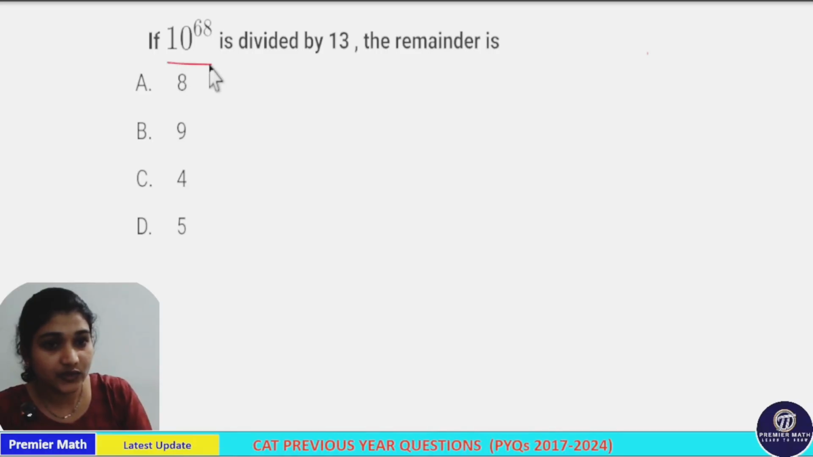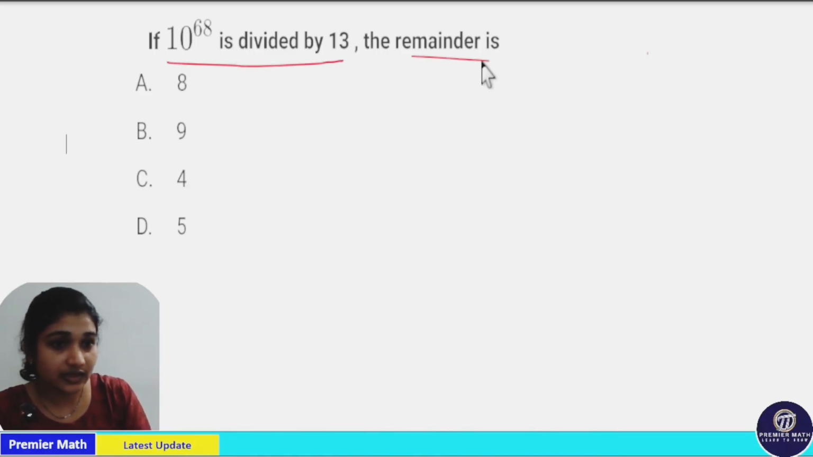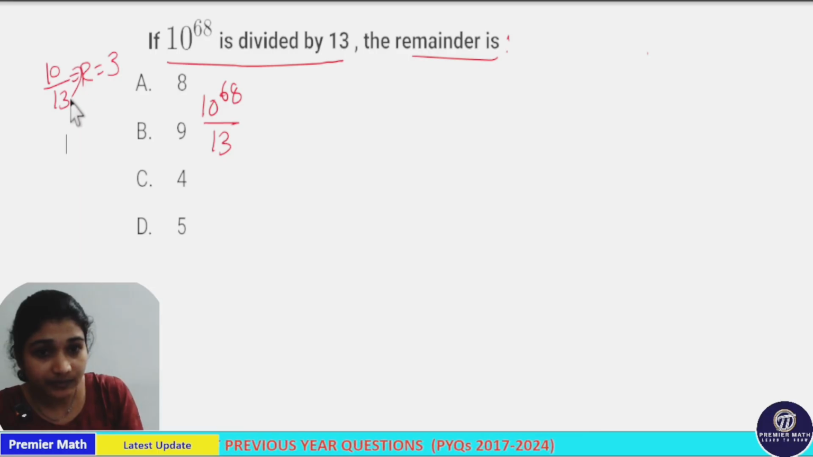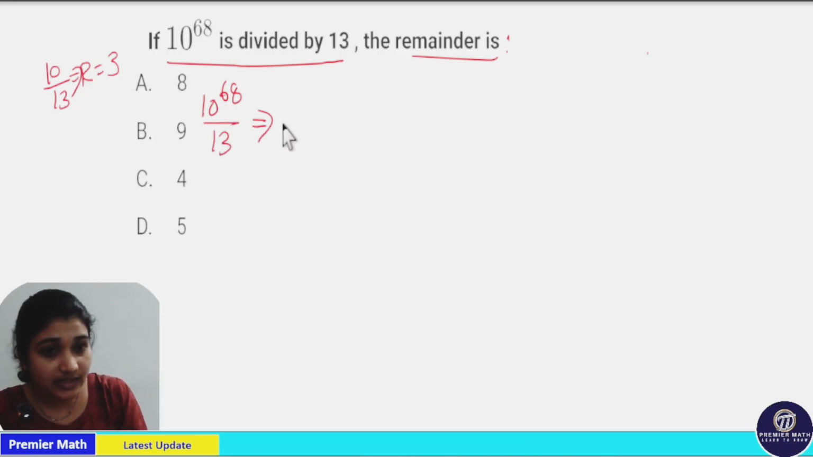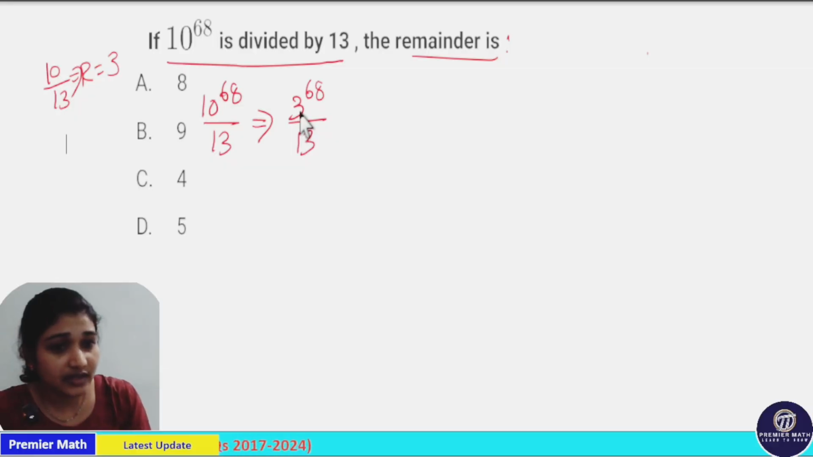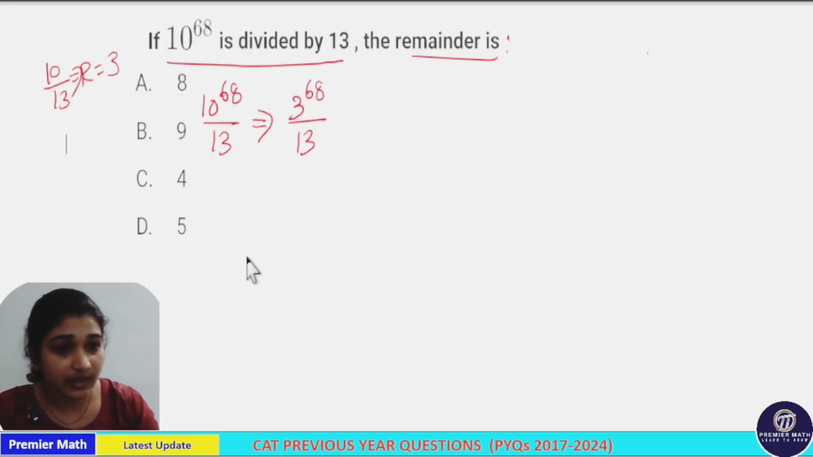If 10 raised to 68 is divided by 13, the remainder is? Here 10 raised to 68 divided by 13. 10 by 13, remainder is equal to 3. Then remainder of 10 raised to 68 by 13 is same as remainder of 3 raised to 68 divided by 13. So just find the answer by taking the remainder of 3 raised to 68 by 13.